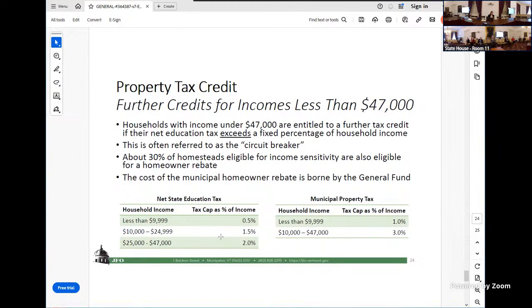So that's on the property tax side. That's borne by the education fund. There's also a municipal property tax credit circuit breaker, which is borne by the general fund. And there are two different parameters there. Less than 10,000, a cap of 1%, and 10,000 to 47,000, a cap of 3%. Thank you.